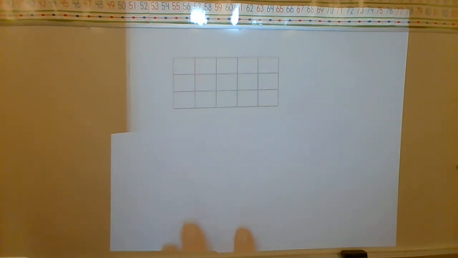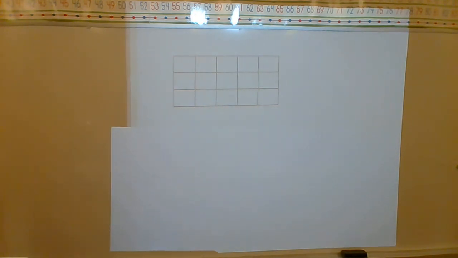All right, so if I show you this array right there. Hello, array. Hello, Mrs. Wilson. How will we label this array? First question, how will we label this array?